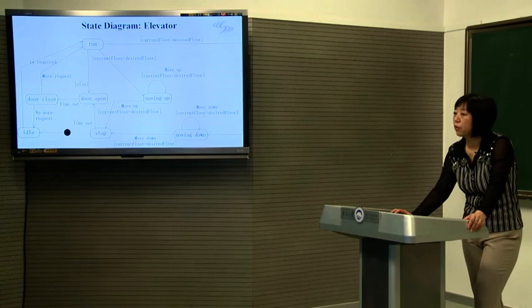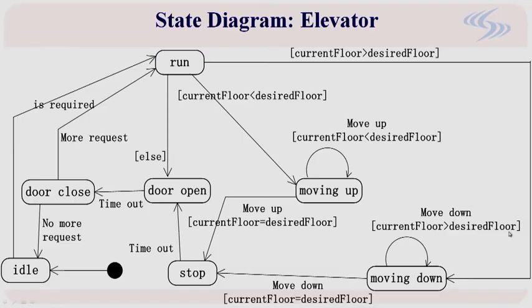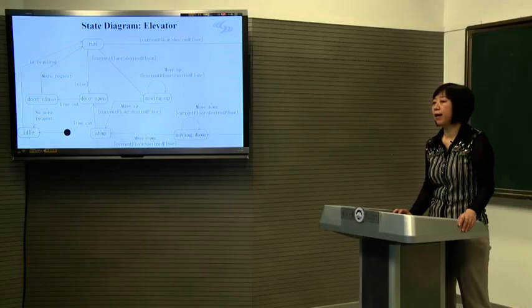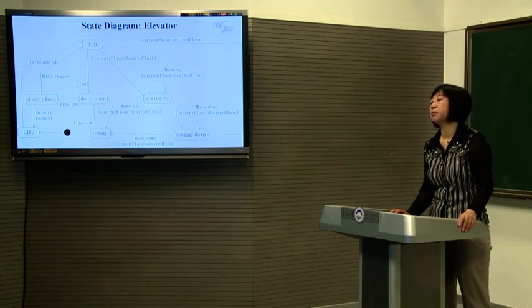And now the current floor is 2, and the desired floor is 2. So this condition is not satisfied anymore. So coming here, this condition is satisfied. The elevator arrived at floor 2 and it stopped. And then after a timeout, the door opens. After another timeout, the door closes. And then it will check whether there are any more requests. If there are no more requests, the elevator will stay idle again. Otherwise, it will keep running.